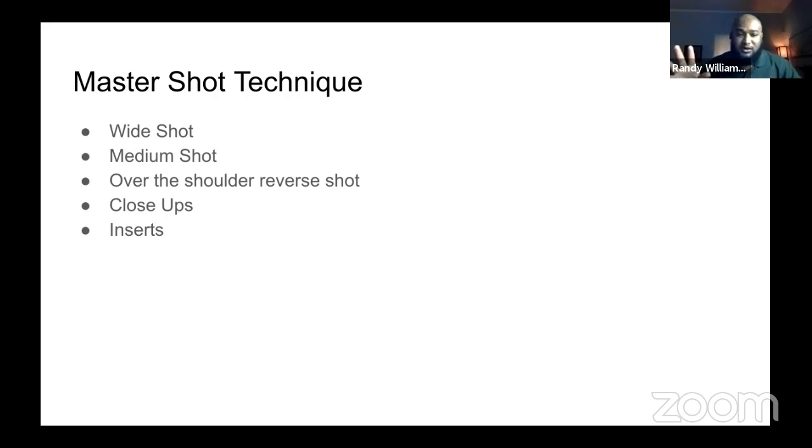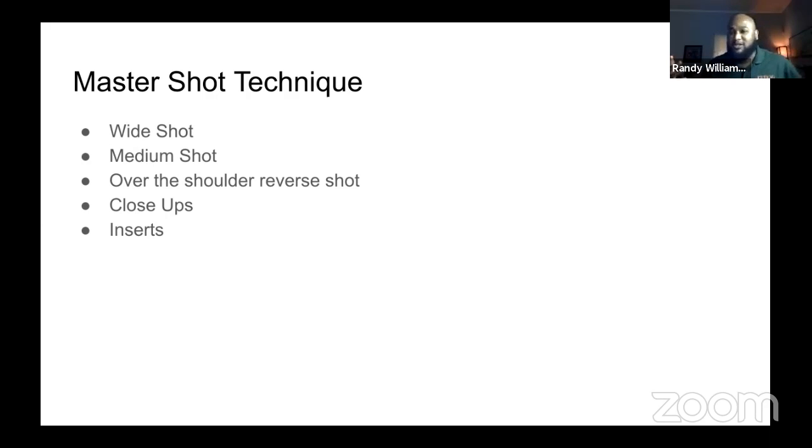And then you go to close-ups on the actors, and then you would do inserts. Now, inserts are shots that, for example, if I was shooting a scene of me making coffee, my insert would be the K-cup, because that's the most important thing of that scene. It's the coffee. That's where the coffee is coming from.